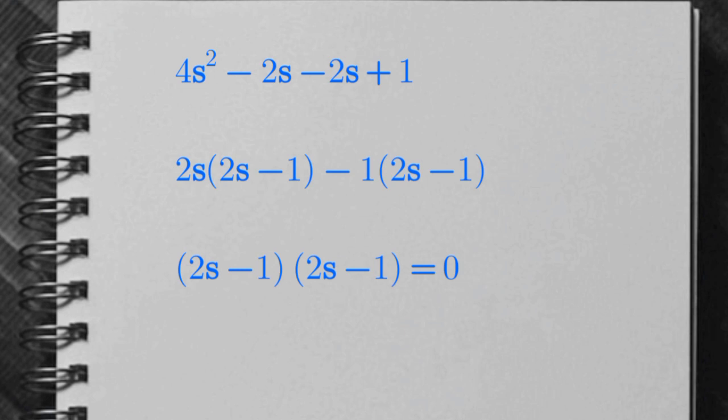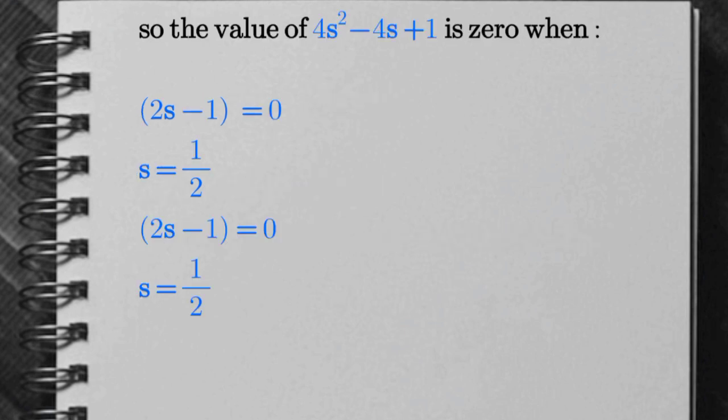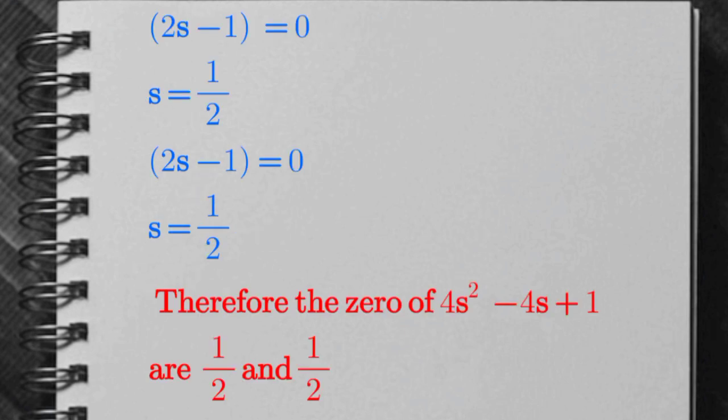So when we factorize, we have 2x minus 1 multiplied by 2x minus 1. The value of 4x squared minus 4x plus 1 is 0 when 2x minus 1 is equal to 0 and 2x minus 1 is equal to 0. So the values of x are 1 over 2 and 1 over 2. So we can say the zeros of 4x squared minus 4x plus 1 are 1 over 2 and 1 over 2. So now let's sum the zeros and multiply the zeros, that is, find the product of the zeros.